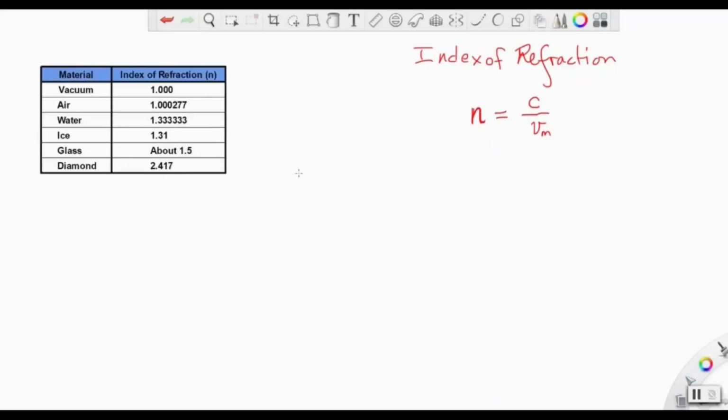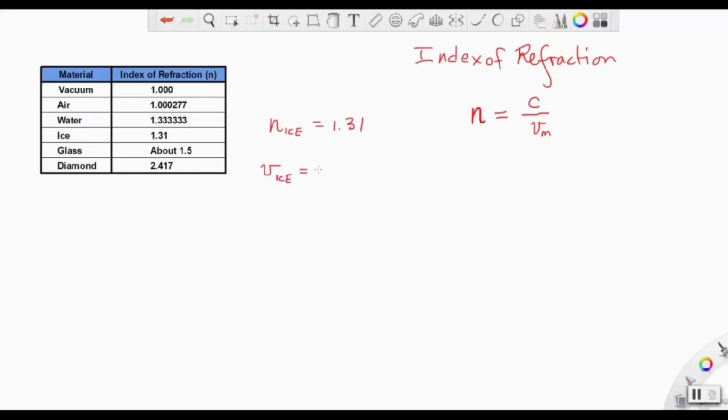So here's a table. Vacuum has an index of refraction of 1 by definition, because the speed of light in a vacuum is c, so you'd have c over c, which makes the index of refraction equal to 1 for vacuum. If we wanted to know how fast a photon moves in ice, we know that the index of refraction for ice is equal to 1.31.